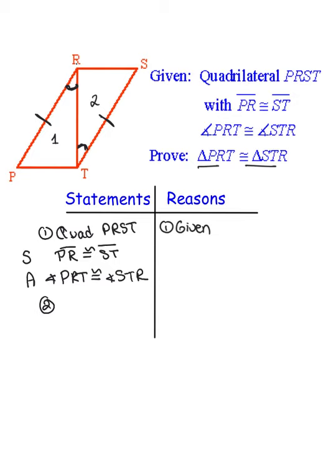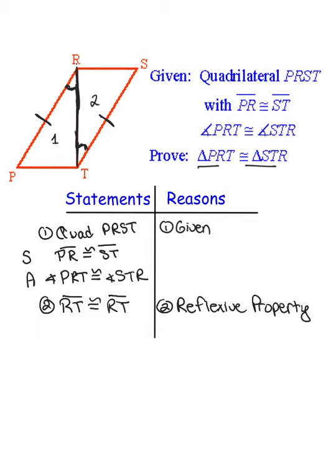When we get stuck, we look for the reflexive property. Hopefully, you realize side RT here is part of both of my triangles. So to put that in the proof, I'm going to say RT is congruent to itself, and that is the reflexive property. Think about reflexive like a reflection. It's a mirror image. It's the same exact thing. Now that gives me a side on both of my triangles.